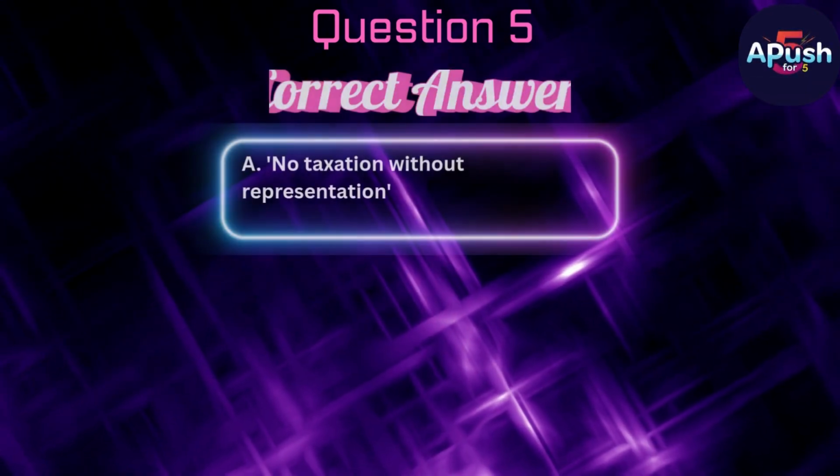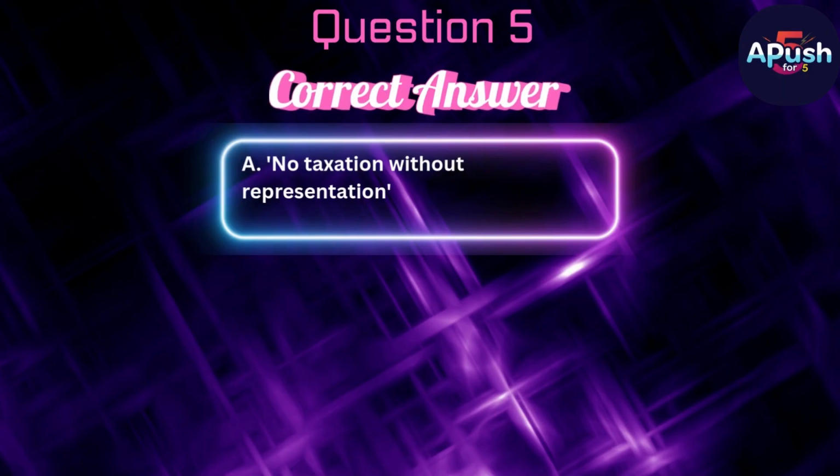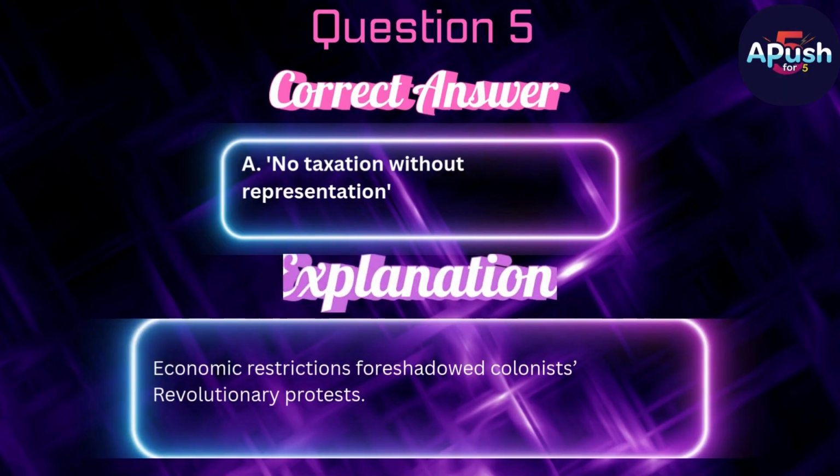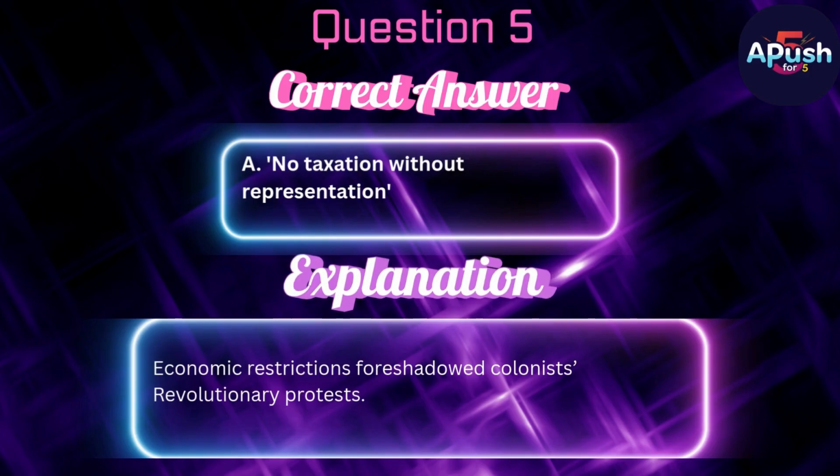The correct answer is A. No taxation without representation. Economic restrictions foreshadowed colonists' revolutionary protests.